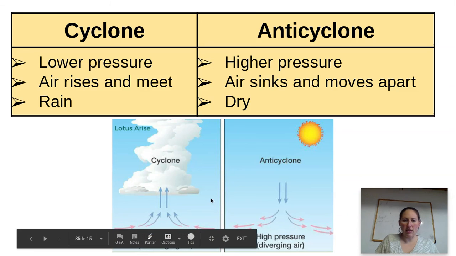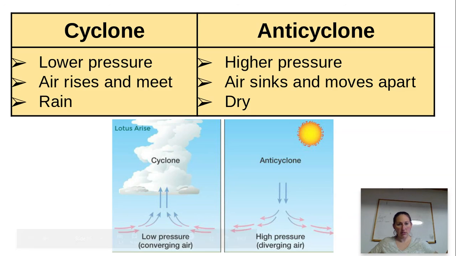Two words I like that they brought back in these pictures is that the low pressure is converging, so they're meeting. We learned about that back in the fall. And then high pressure is diverging, so it's moving apart, bringing you that drier weather.